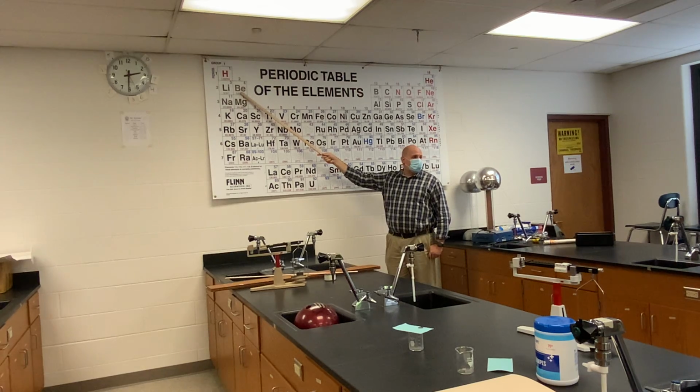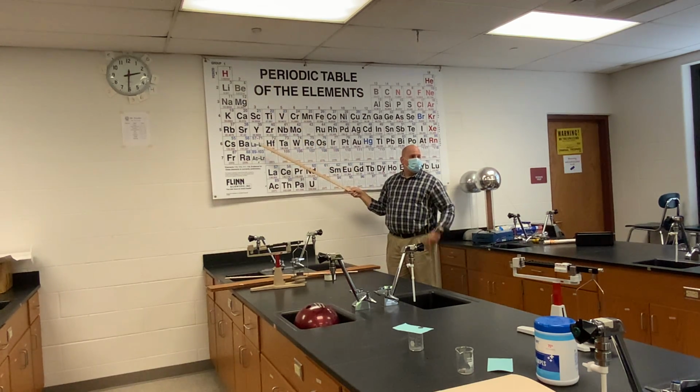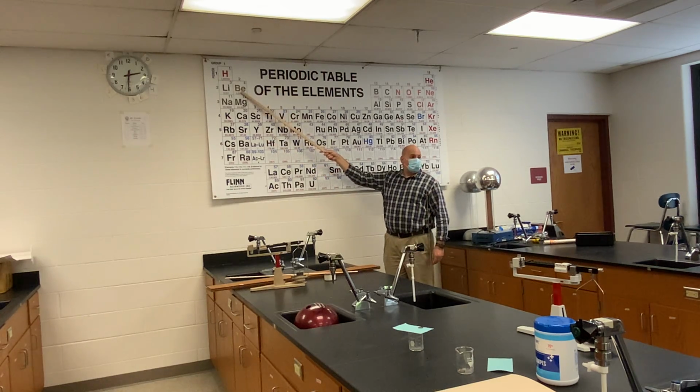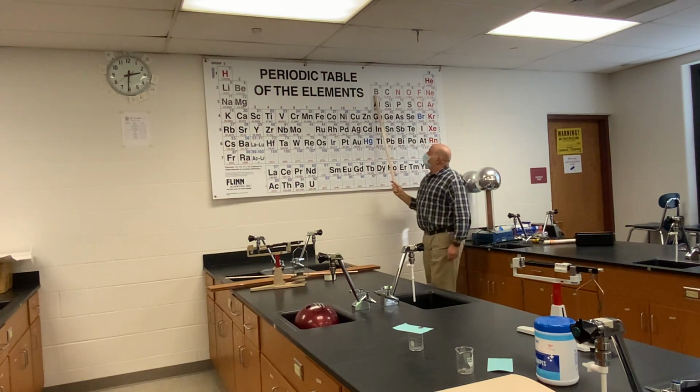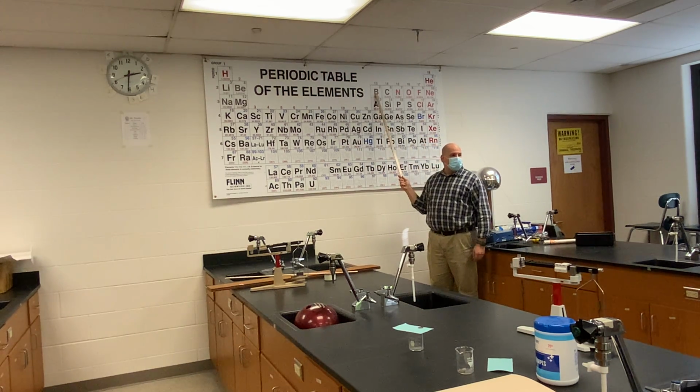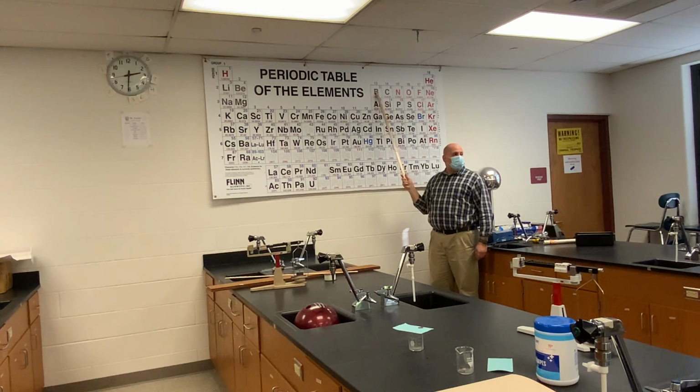Beryllium has 4 electrons. It's in group 2. How many electrons does it lose? 2. If you lose 2 electrons from 4, you have helium, 2. Boron has 5. It's in the column where it becomes a positive 3 charge. It loses 3 electrons. That's 5, you lose 3, you end up with helium, 2.